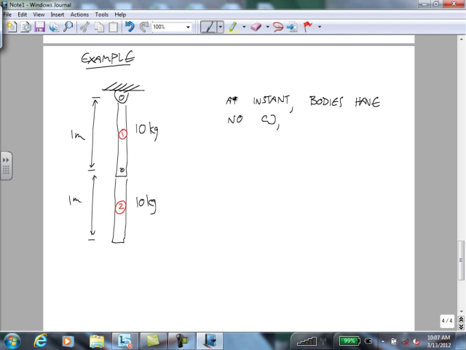And say that a couple is applied of 5,000 Newton meters to body 1 at this joint. Okay? That could be a motor applying that, a screwdriver or whatever.